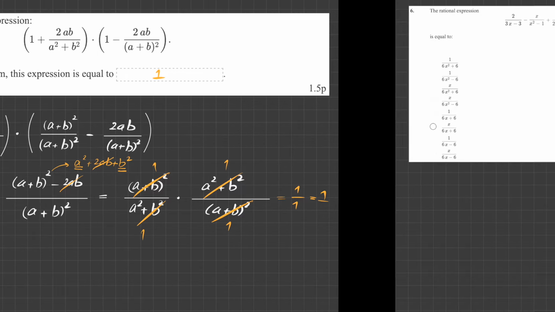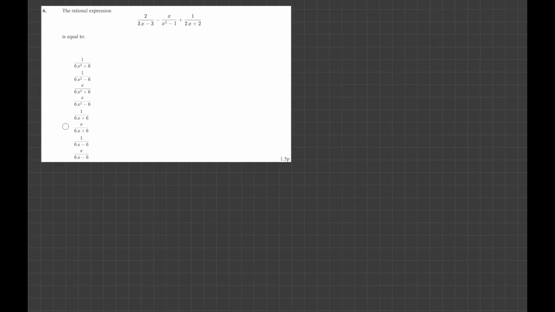Okay, now the final question. We are supposed to add and subtract, of course, these fractions. The rule is, we had it in the lesson, we have to fully factorize all the denominators. So here I pull a 3 out, here this is a conjugate rule, and here I pull a 2 out. So let's see how it goes.